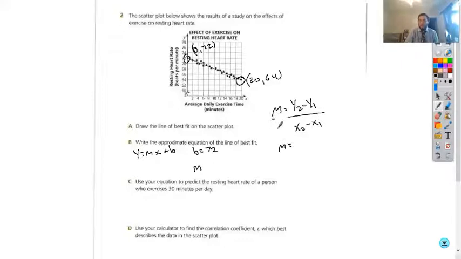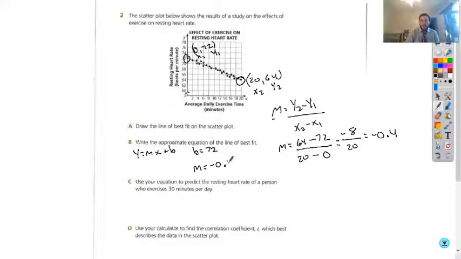So in this case, m is equal to, we take this as our second point here, so this will be our y2, which is 64, minus our y1, which is 72, divided by our x2, which is 20, minus our x1, which is 0. This is going to equal negative 8 over 20, which equals negative 0.4. So our slope will equal negative 0.4.